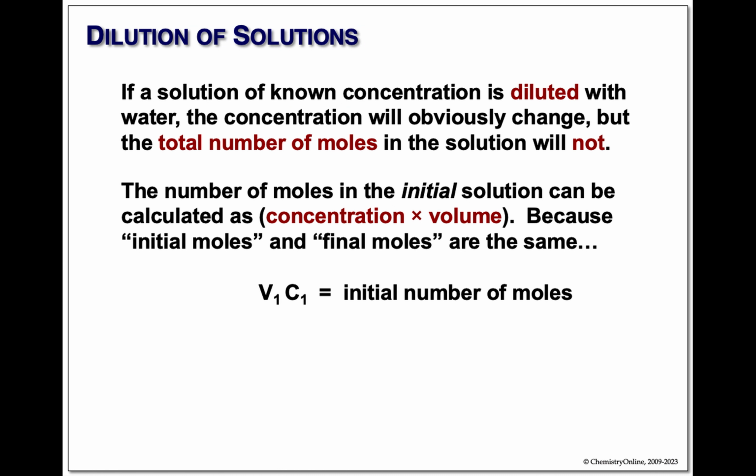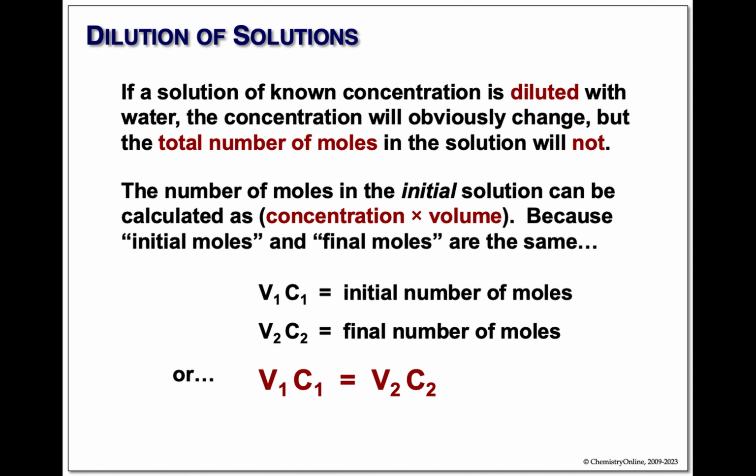If V1 is our initial volume, C1 is our initial concentration, multiply these together, we get initial moles. Final, V2, C2, final number of moles. But these two are the same because they don't change. Therefore, V1, C1 must equal V2, C2. So to do dilution problems, this is what you write on your little 3x5 card. V1, C1, V2, C2. Let's see how it works.